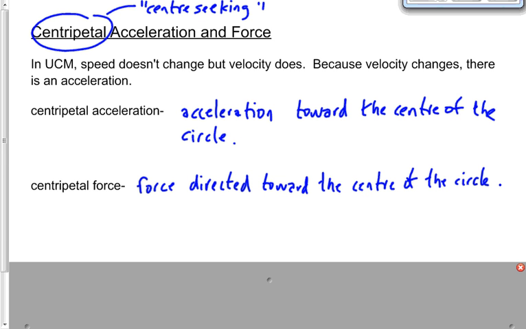The string causes the keys to go in a circle. Well, let's call the force of the string the centripetal force. Gravity causes the Earth to go in a circle. Well, let's call gravity the centripetal force. Okay?